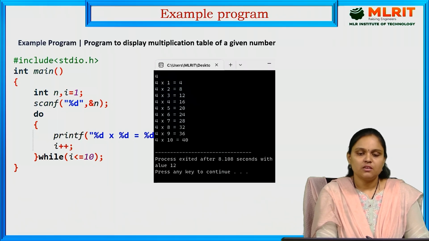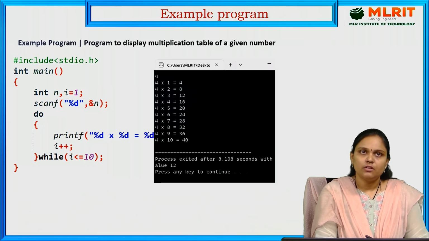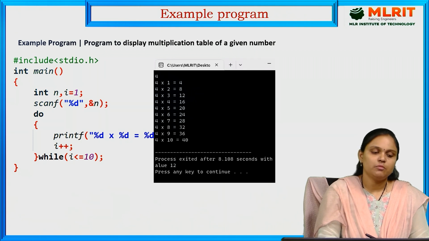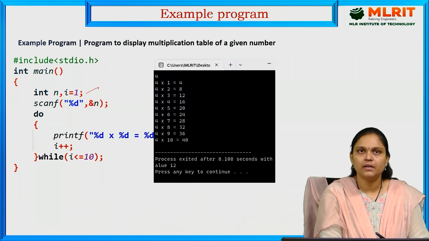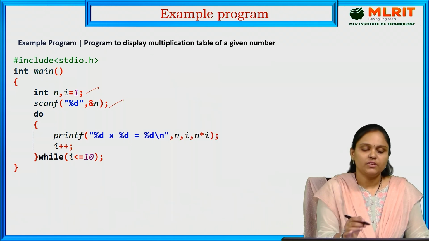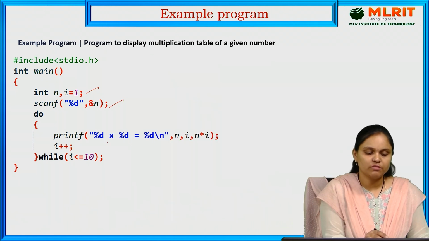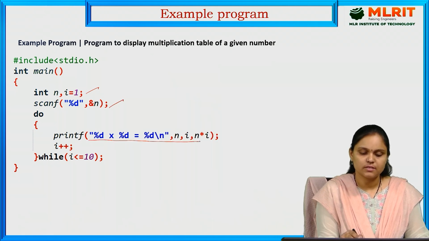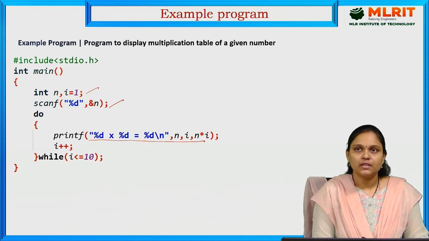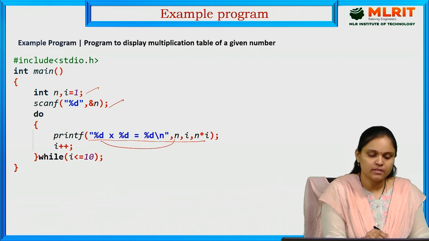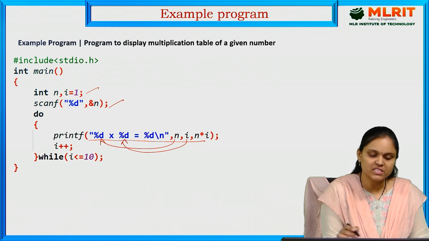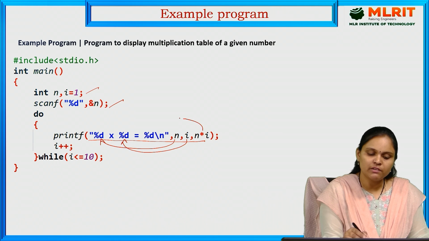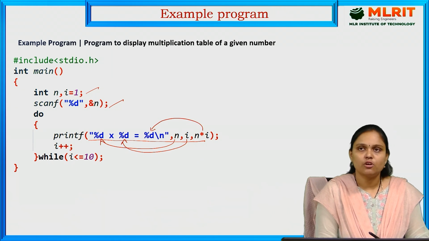One example program is the multiplication table. Here, inside the main function, we declare n and i. i is used as the loop variable and n is the input. We read the n value, and in the do block we have written the printf statement, that is %d into %d equals %d. The n value will be reflected in the first format specifier, the i value in the second format specifier, and n into i in the third format specifier.